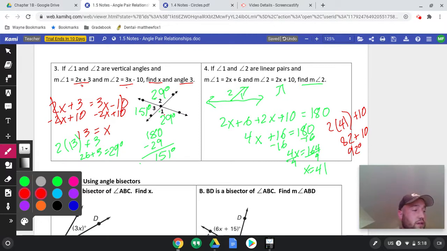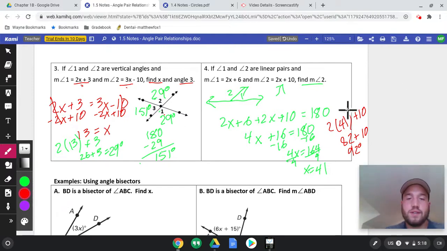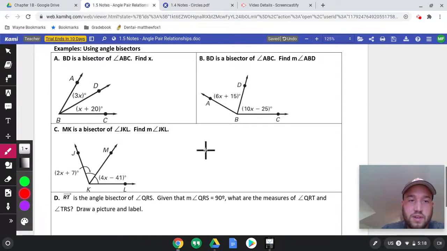All right. So now we're just about done. We're going to talk a little bit more about bisectors. So if we look down here, it says BD is a bisector of angle ABC. Find x. So BD here is a bisector. Anytime we see the word bisector, that tells us that these two sides are equal. Okay? So all we have to do is 3x equals x plus 20.